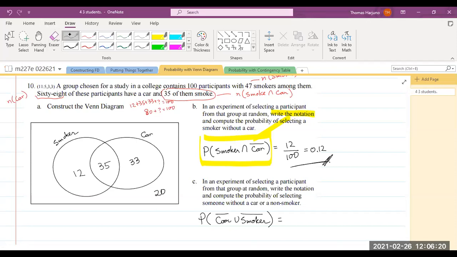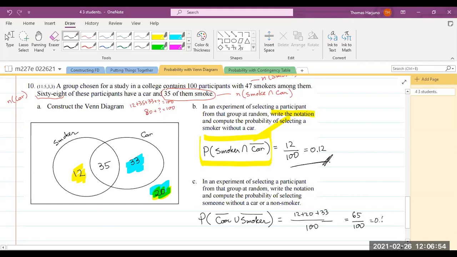Now, not having a car, how many people without a car in this Venn diagram here? The ones outside of car are these 12 and 20. Let me write them down. That's 12 and 20. Or not smoking. The ones not smoking are these two, right? But the 20 is already counted, so I just add 33. Overall, 100 people, so we have 65 over 100, which is 0.65.